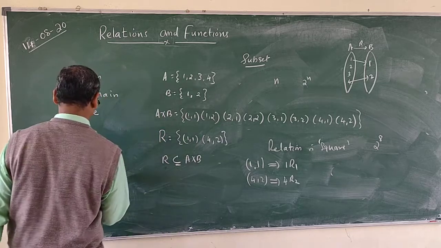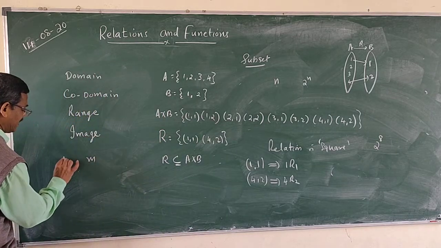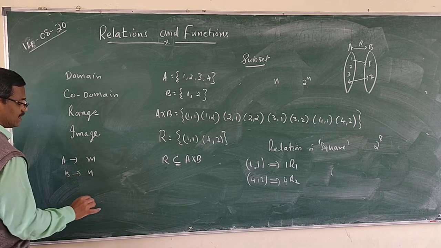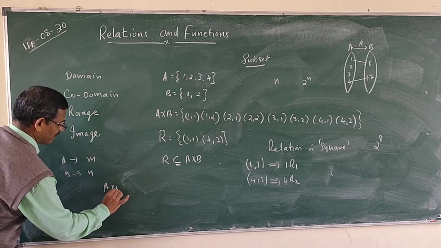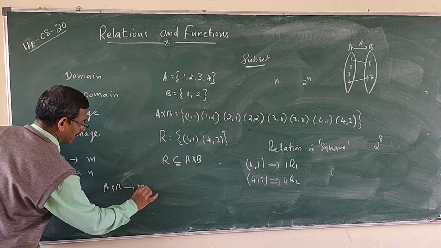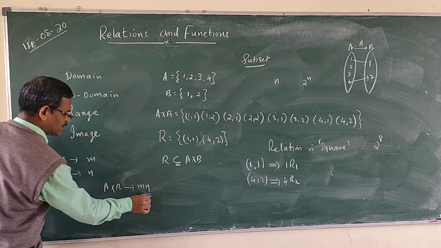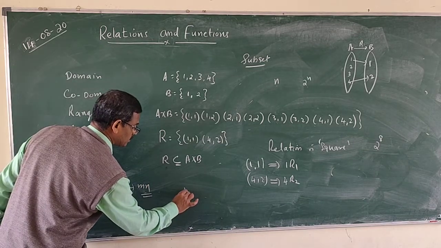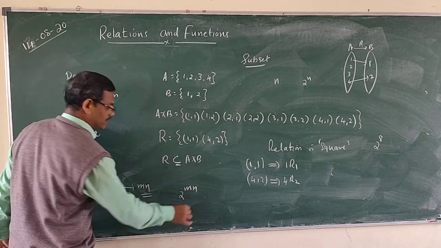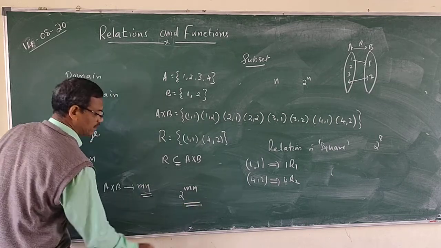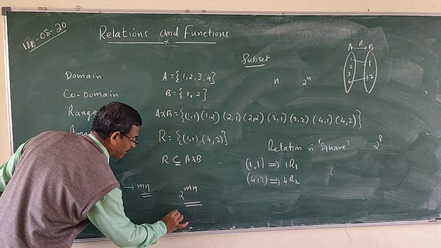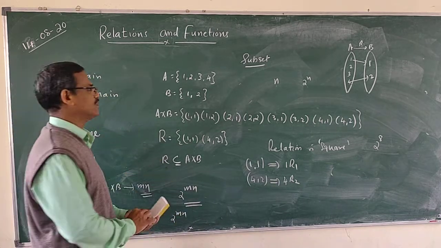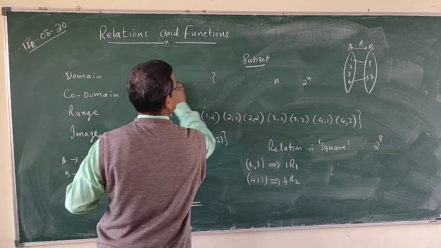So if a set A is having m elements and a set B is having n elements, then the product set will be having how many elements? m into n, mn elements. When the product set is having mn elements, then the number of subsets possible is 2 raised to mn. And when 2 raised to mn subsets are possible, we can have a relation. How many relations? 2 raised to mn relations can be formed by using that one. That is the point to be noted.